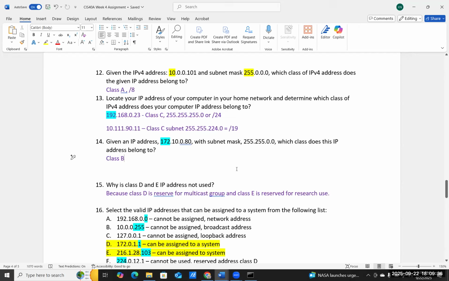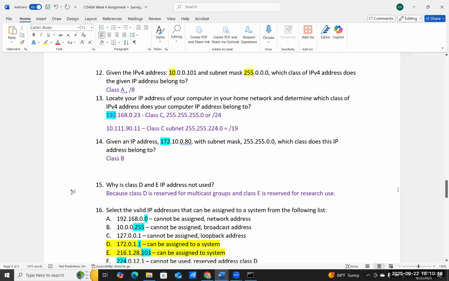Use the table. And then why is class D or E IP address not used, right? D is reserved for multicast groups, and E is for research. We don't touch those. Reserved with the D. Have some grammatical error there.